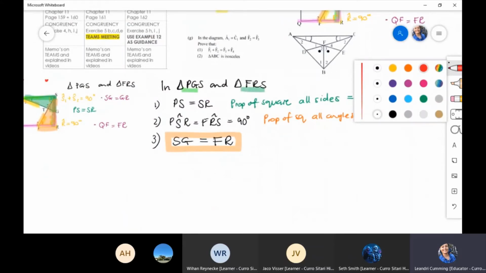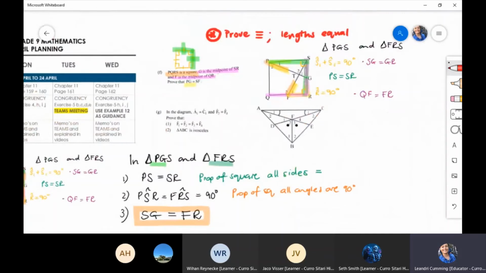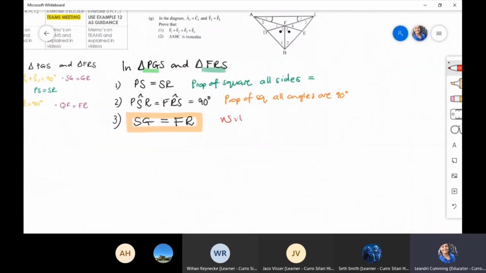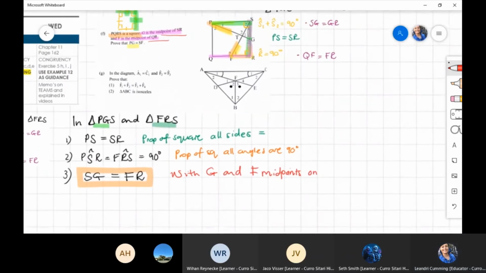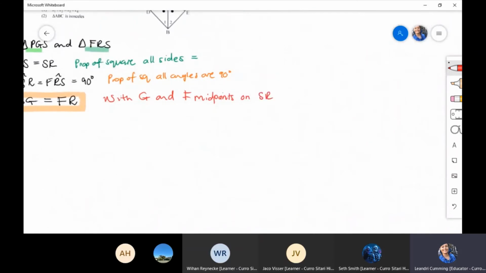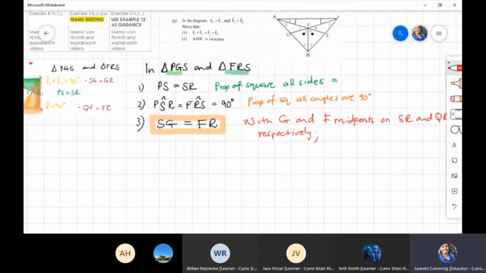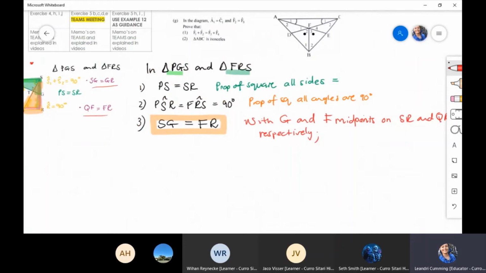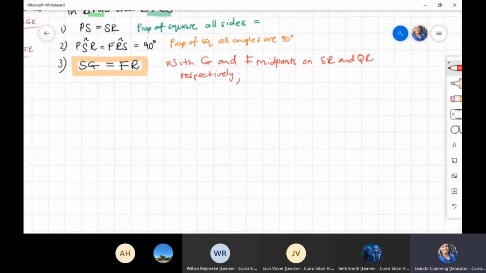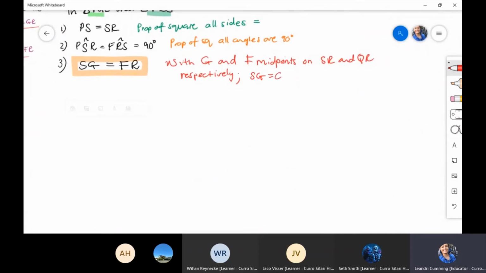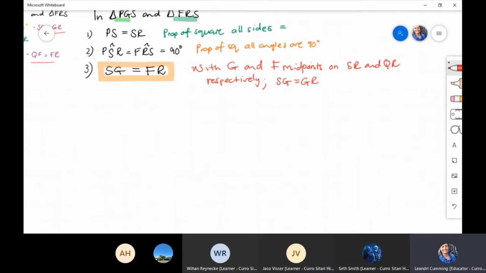So let's go back to using what was given. If we use the fact that G is midpoint of SR and F is midpoint of QR, then with G and F midpoints on SR and QR, respectively, meaning in that order, it means that SG is equal to GR and QF equal to FR.